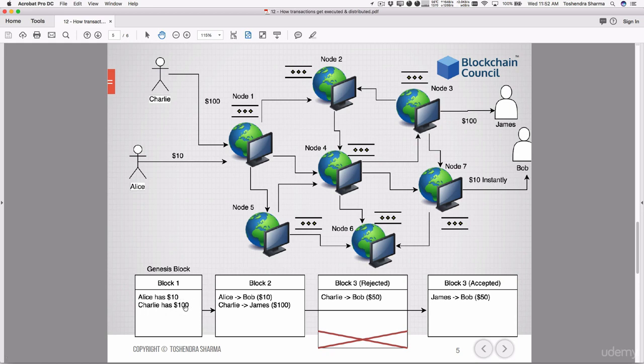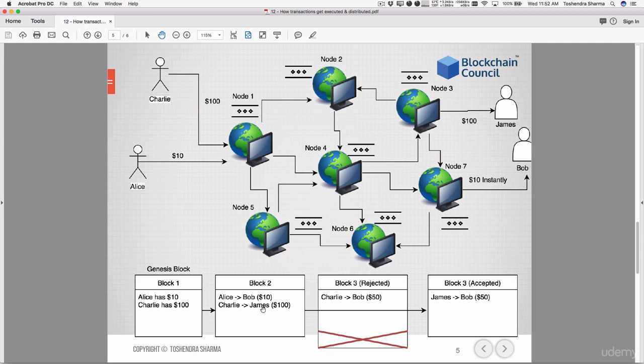In block 2, since they both have initiated the transaction, the miners will confirm these floating transactions and put them into block 2. So block 2 will look like this: Alice has transferred Bob $10 and Charlie has transferred James $100.